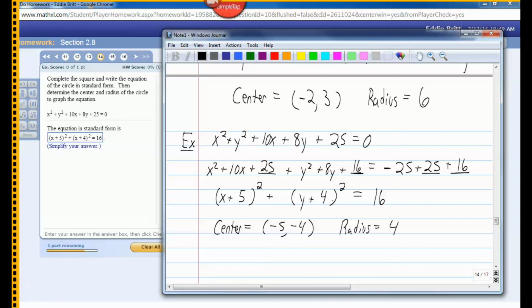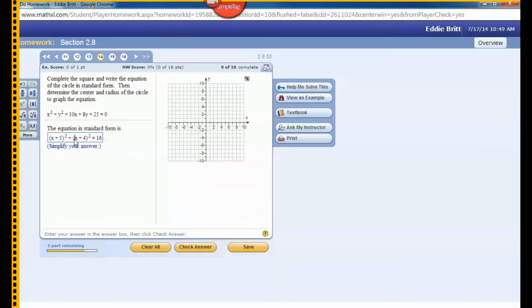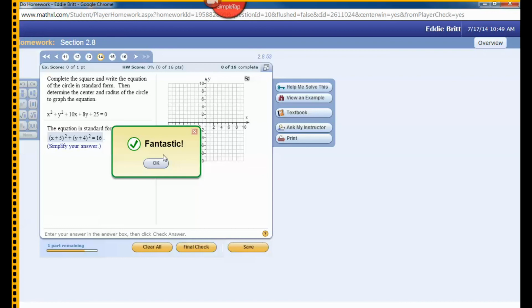The equation in standard form is, my format must be wrong. Let me double check all this real quick. Plus 25. Yeah, I put x twice. Thank you. That needs to be a y. Alright. Thank you, thank you, thank you. Yeah, fantastic.